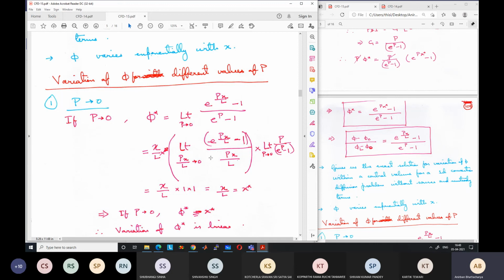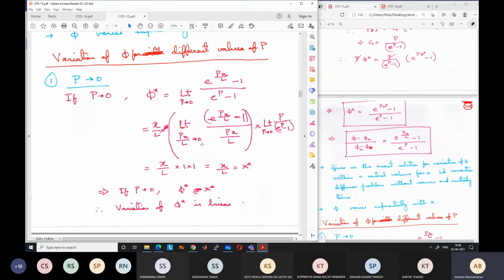So now the first term will be equal to 1. This limit tends to 1. The second term is also equal to 1, because this limit also tends to 1. So phi star is equal to x star by L into 1 into 1, or it is equal to x by L, which is equal to x star. So as p tends to 0, phi star is equal to x star. So it's a linear variation. When p is almost equal to 0 or equal to 0, phi star varies with x star linearly.